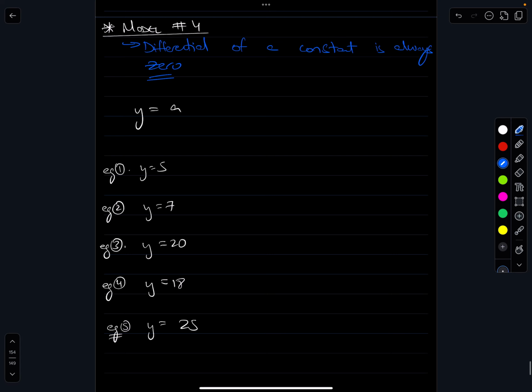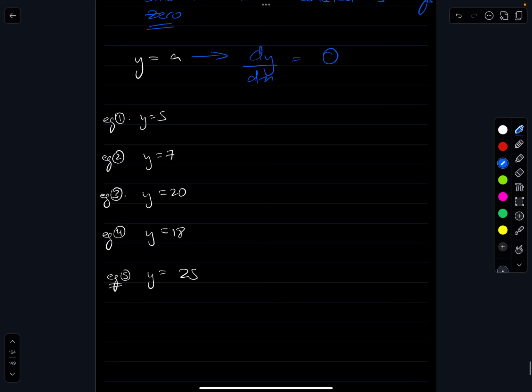So in this case, the differential of a constant is always going to be 0. So since I have a constant here, it's going to be 0. That is, it's a flat line. Like y is equal to 5 is a flat line passing through 5 on the y.